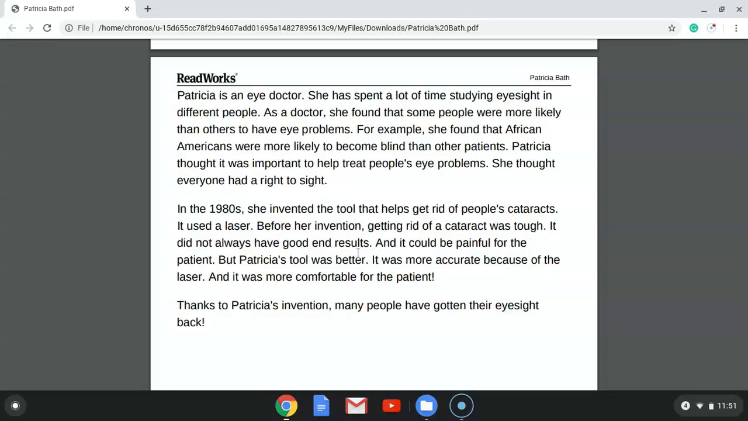Before her invention, getting rid of a cataract was tough. It did not always have good end results, and it could be painful for the patient. But Patricia's tool was better. It was more accurate because of the laser, and it was more comfortable for the patient. I have a question. What are the 2 reasons that make Patricia's tool better?